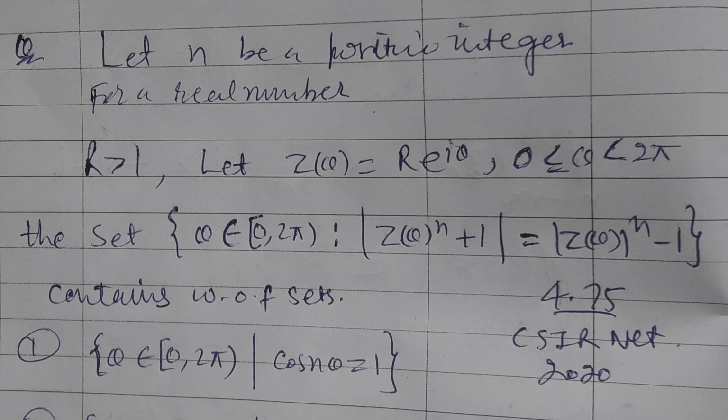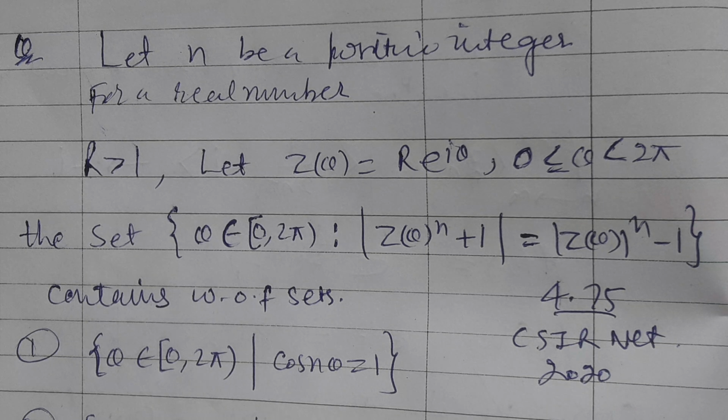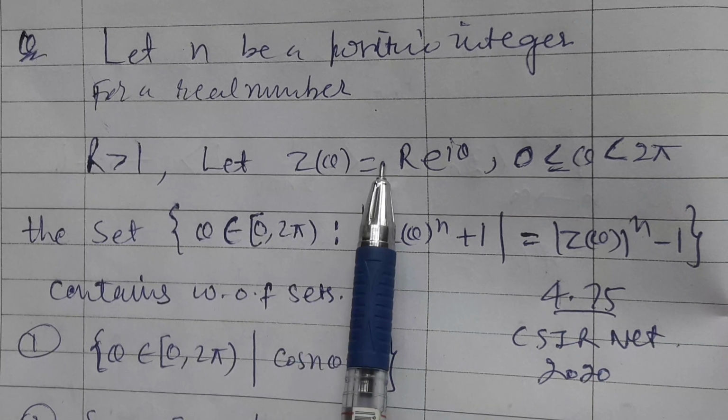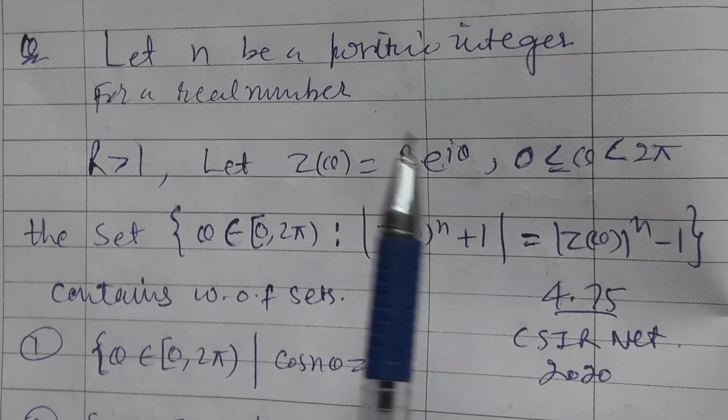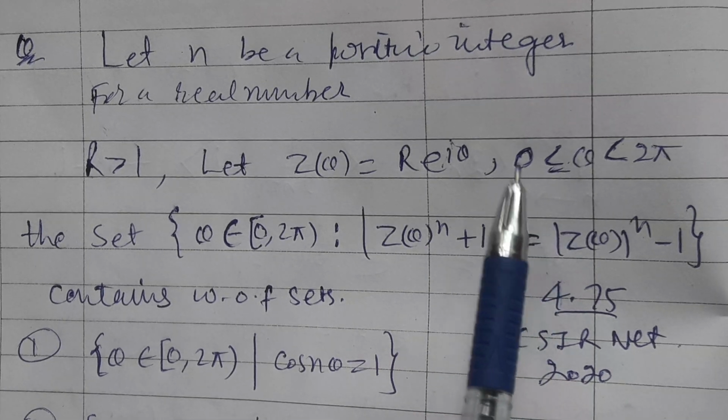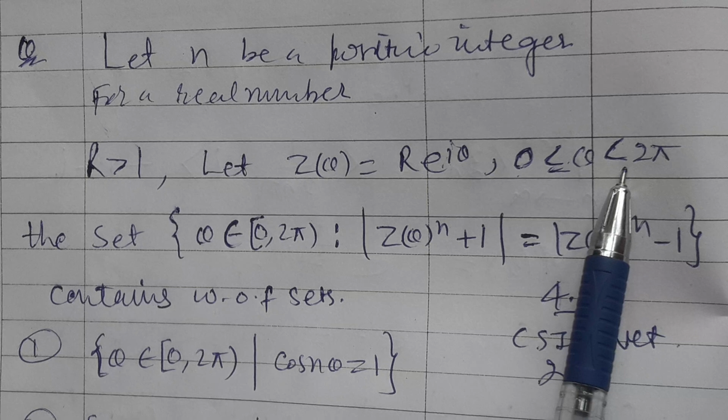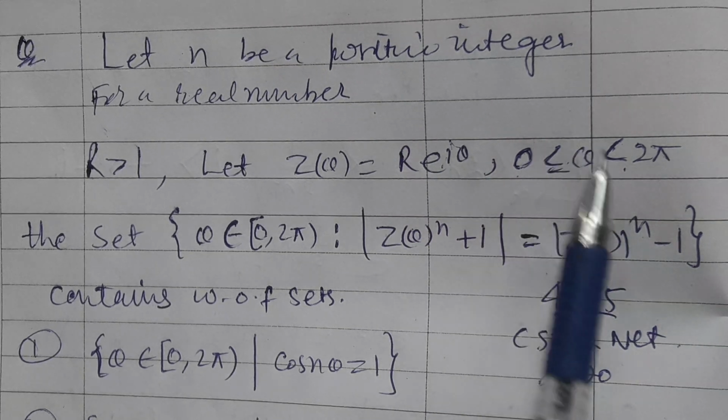What does this problem tell us, and what does it ask us to find? n is some natural number and r is any real number greater than 1, whichever real number one may pick, provided it is greater than 1. z(theta) is r e to the power i theta, where theta lies in the interval closed at 0 and open at 2 pi, except at 2 pi.